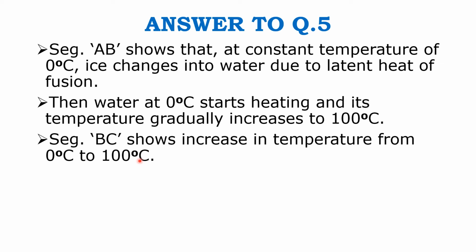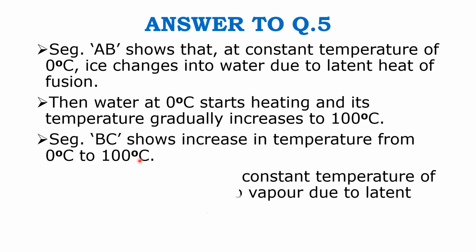So once the ice is all converted to water, as shown in segment AB, now the temperature will start increasing. Till all the ice is converted to water, the temperature will not increase. Now in BC, once all the ice becomes water, the water temperature will increase from 0 to 100 degrees Celsius, which is shown by segment BC.